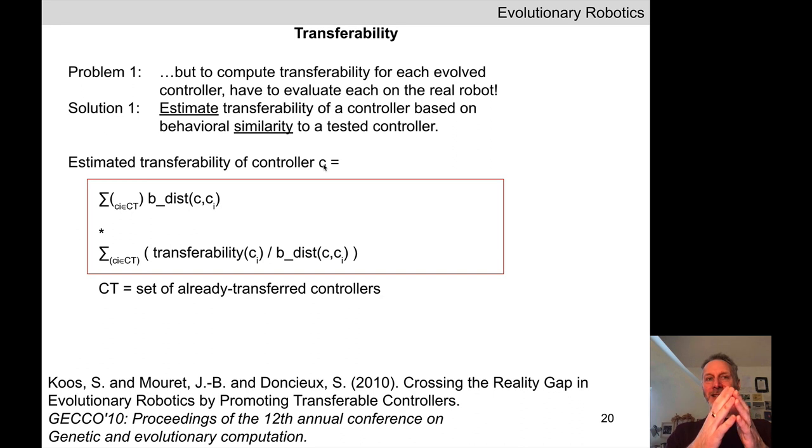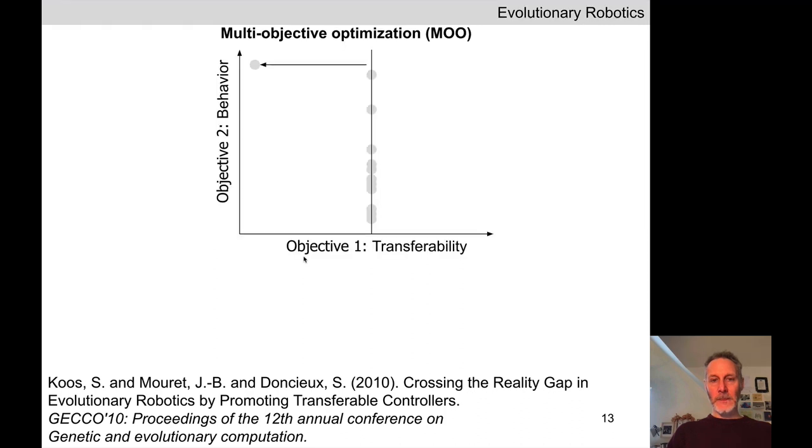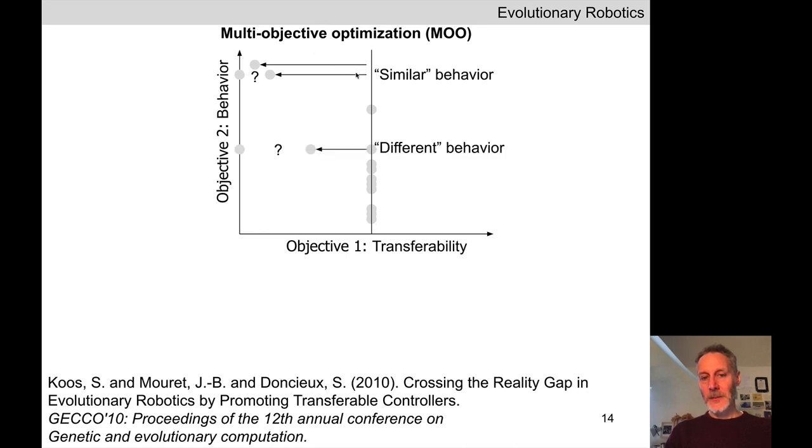Instead of just taking the average, we can take the weighted average. The influence on the weighted average is going to be modulated by how close C sub I is to C. The more similar the behavior produced by C sub I and C, the greater this weight. We're dividing by behavioral distance. So going back to my cartoon for a moment, if we're trying to compute the transferability of this one, the transferability of this one has a greater weight or greater influence on the estimate of transferability for this one than, for example, this one, if we did send it to reality.